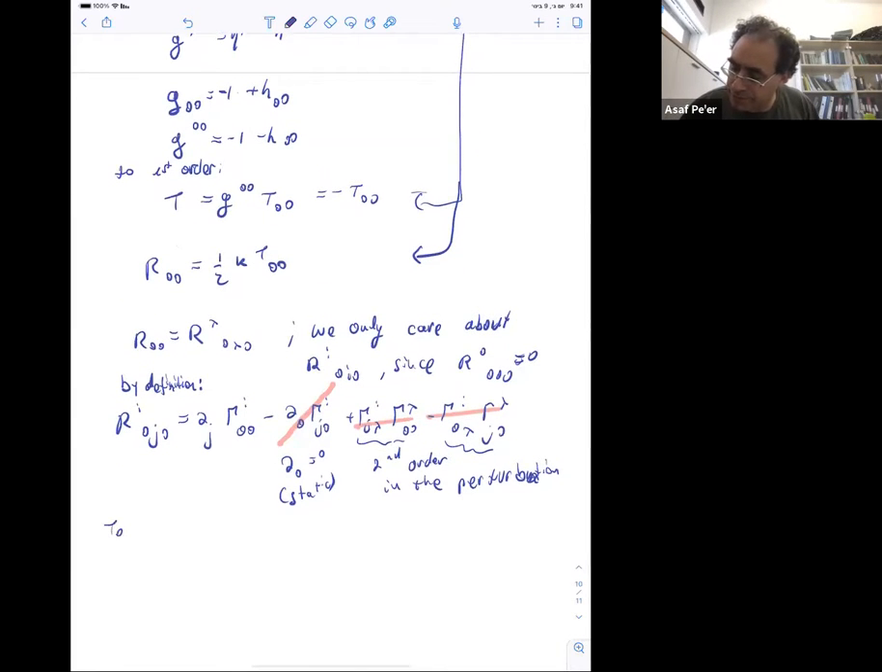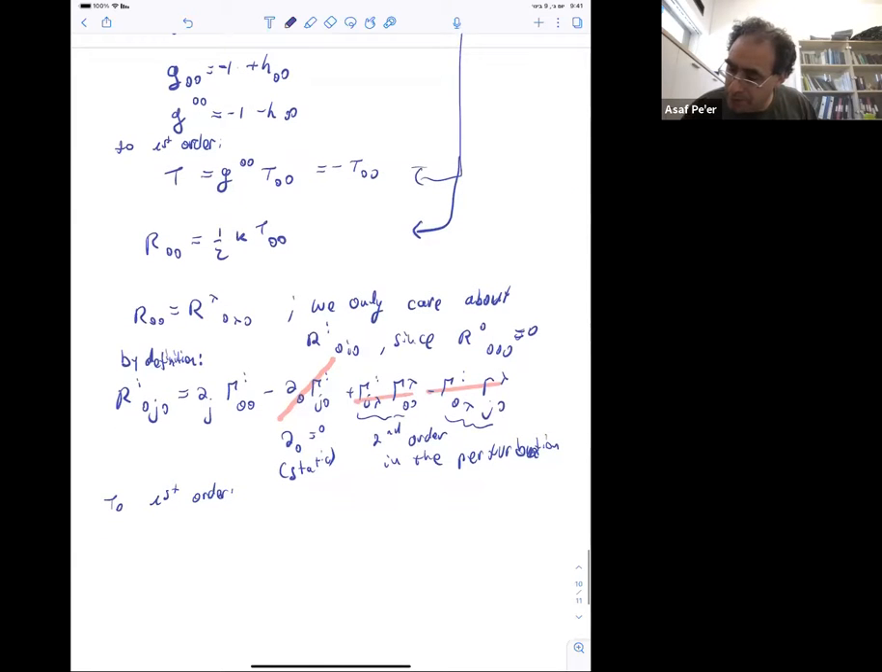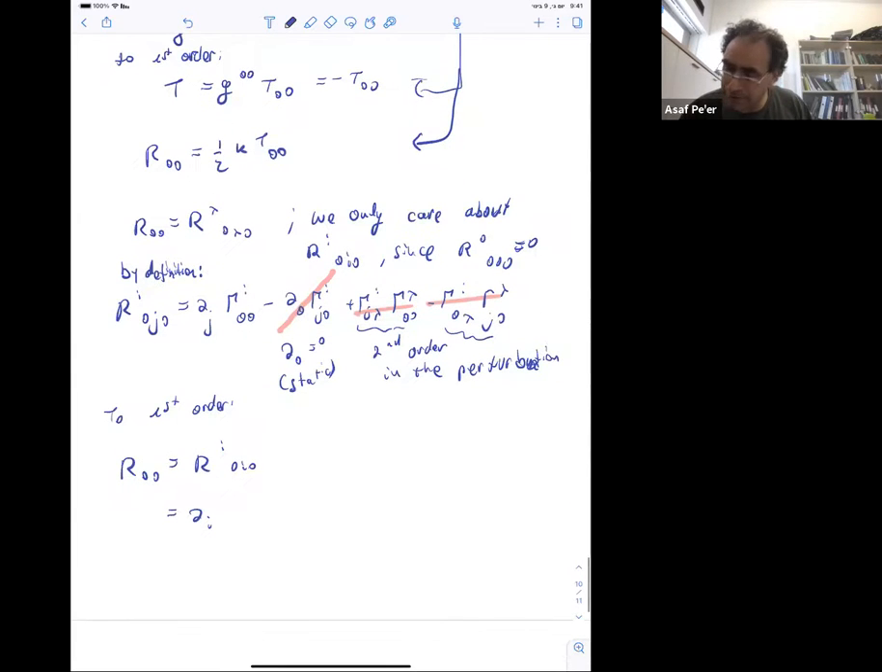so first order R_{00} is just R^i_{0i0}. It's just ∂_i Γ^i_{00}. I write it down again. Open it up for expansion. So it's 1/2 g^{iλ}(∂_0 g_{λ0} plus ∂_0 g_{0λ} minus ∂_λ g_{00}).